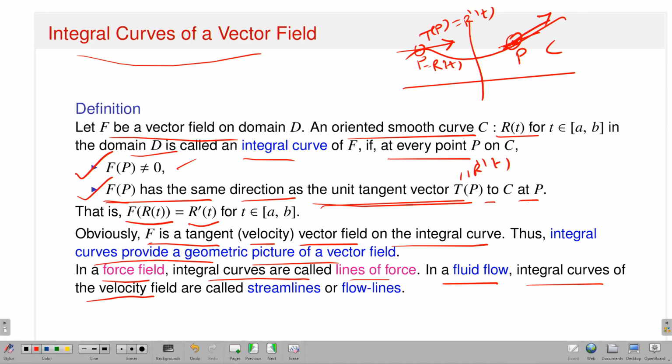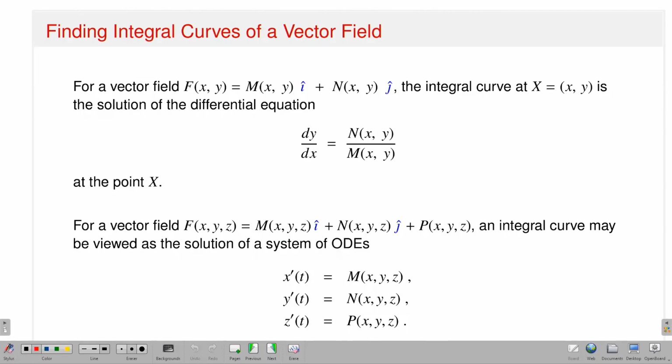And how to do that? You have to solve differential equations. So that's finding the integral curve of a vector field. What is that? Start with the vector field. Again, I am talking about a vector field capital F from some domain D, a subset of R2, to R2. So that's the kind of vector field, in a specific domain.